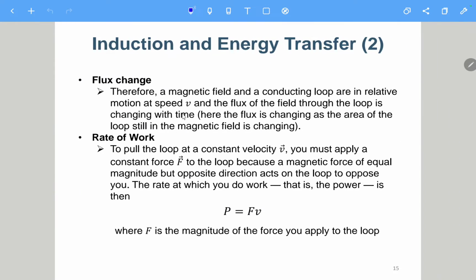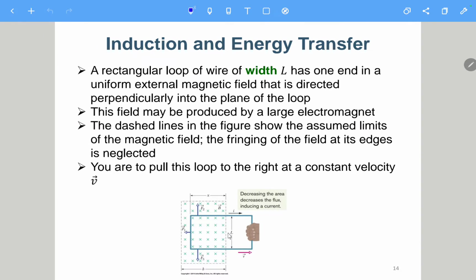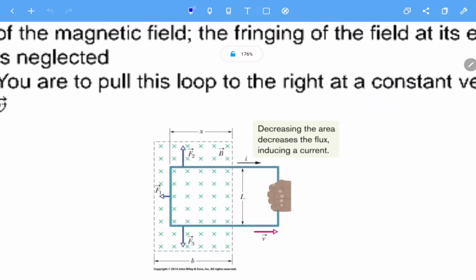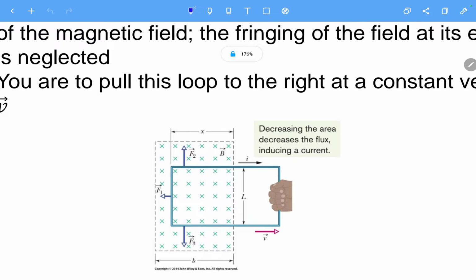Of course, according to Faraday's law, there will be an induced current and also an induced EMF. So what is the direction of the current? Of course, it already tells you that the current is clockwise. So let's see how we can determine it with Lenz's law.